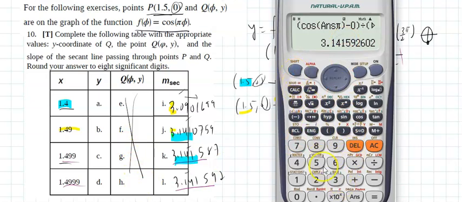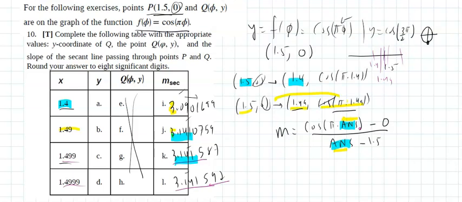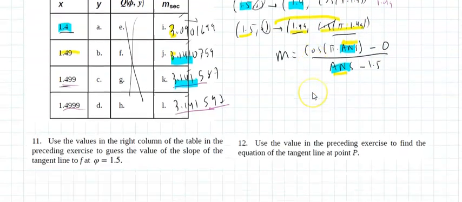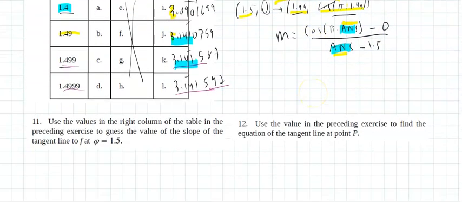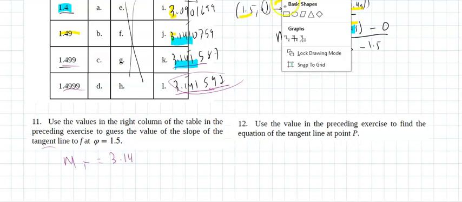You don't have to make that call. If I take pi and figure out what that equals, that's 3.14159. Do you see that? So now my guess is, use the values to the right column of the table in the previous exercise to figure out what you think the slope of the tangent is. If you use 3.14, that's fine. If you use pi, that's fine.